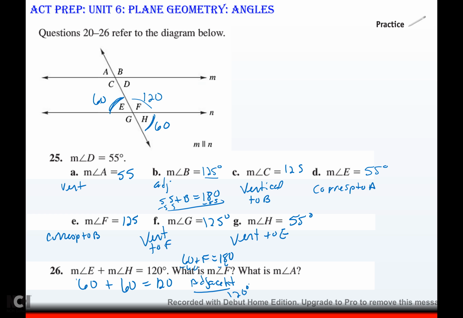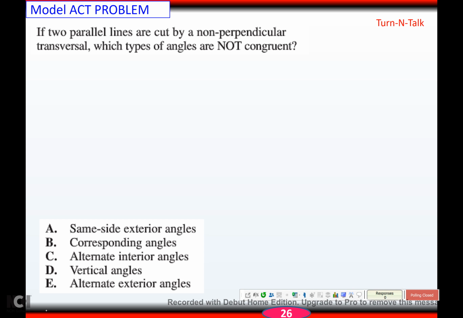And then they want to know the measure of angle A. Well, that corresponds to E. So whatever E is, A is, which would be 60 degrees. Okay? Alright, so you try this one, hit pause, come back when you're ready.